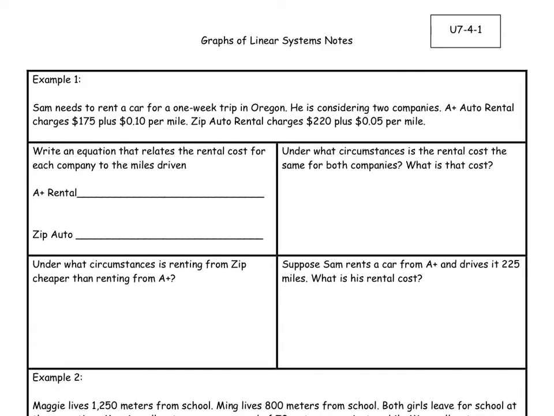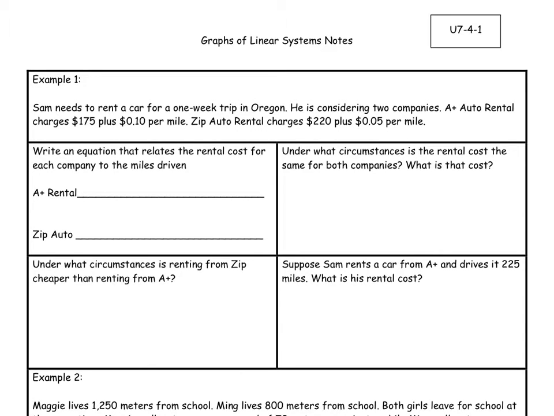Today we're looking at graphs of linear systems, and really this should say graphs of linear systems word problems. We're going to take a look at two word problems today. In example 1, Sam needs to rent a car for a 1-week trip to Oregon. He is considering two companies.